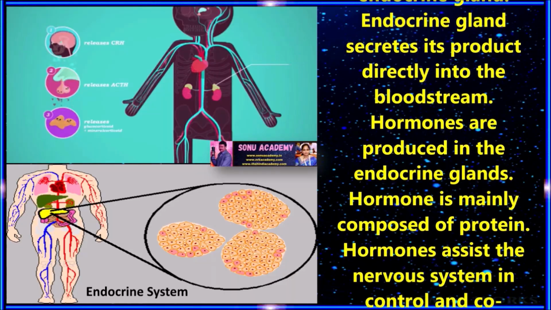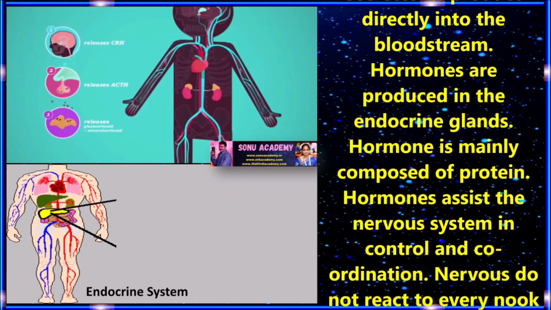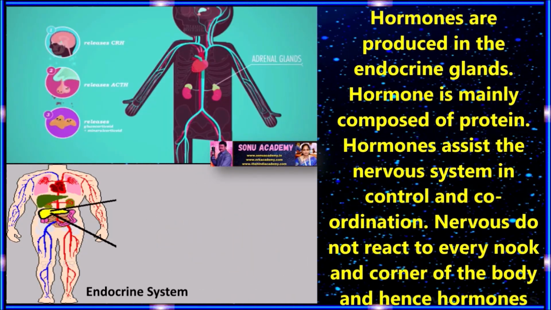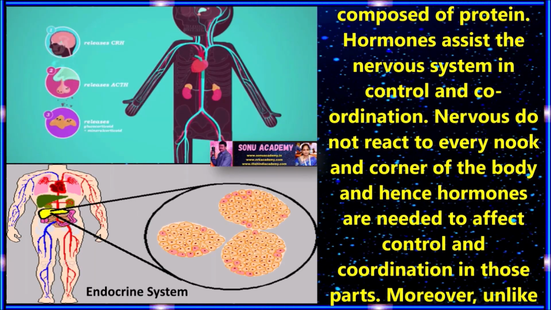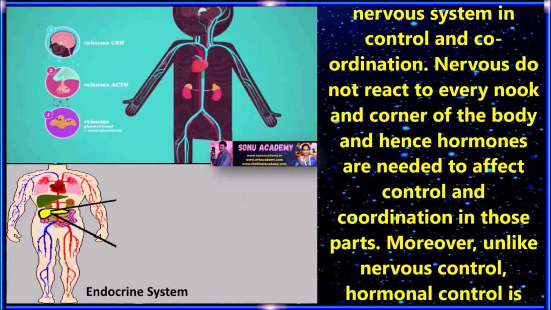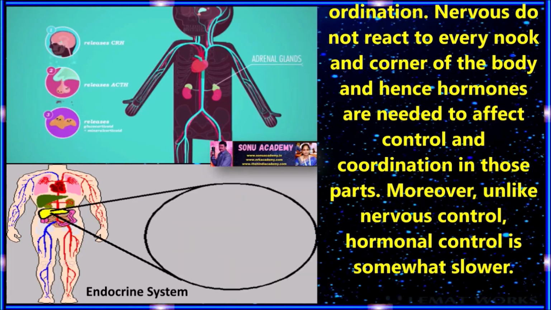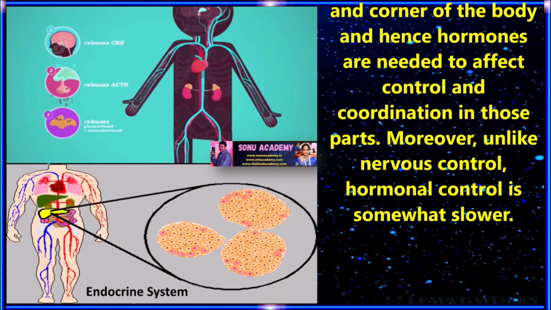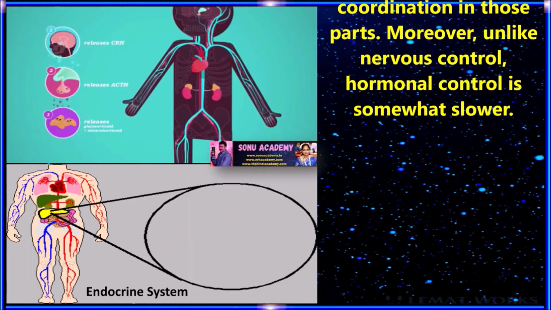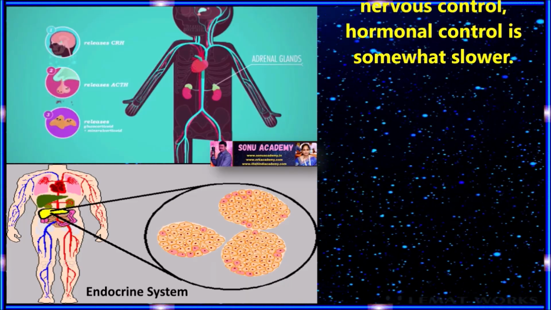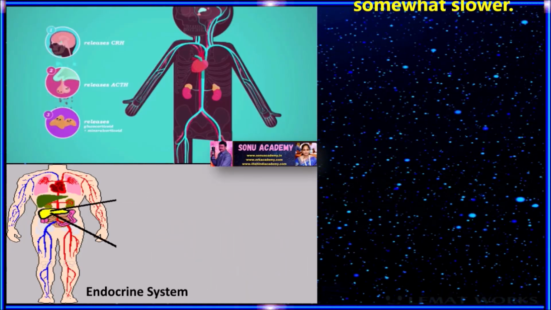Hormones are produced in the endocrine glands. Hormones are mainly composed of protein, and hormones assist the nervous system in control and coordination. Nerves do not reach every nook and corner of the body, and hence hormones are needed to effect control and coordination in those parts. Moreover, unlike nerve control, hormone control is somewhat slower.